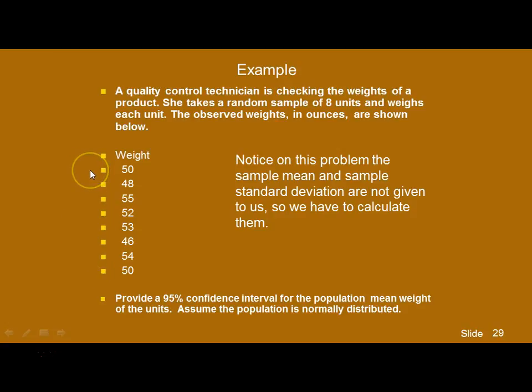Now notice in this problem, we didn't tell you what the sample mean is. We didn't tell you what the sample standard deviation is. We just gave you the data that was collected by a researcher. And you're going to have to take that data and calculate the sample mean and sample standard deviation. In addition, you're going to have to get the correct t-value from your t-table. So we want a 95% confidence interval for the population mean weight of the units. Technically, I'm going to assume that the population is normally distributed because we have such a small sample size.